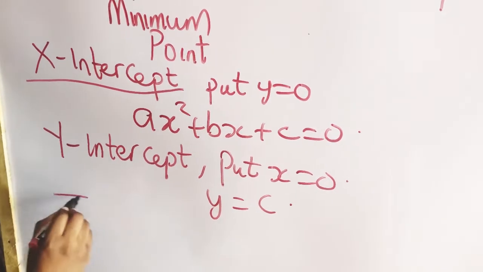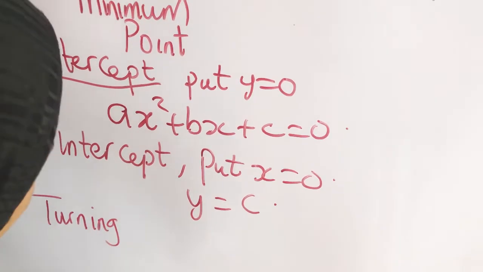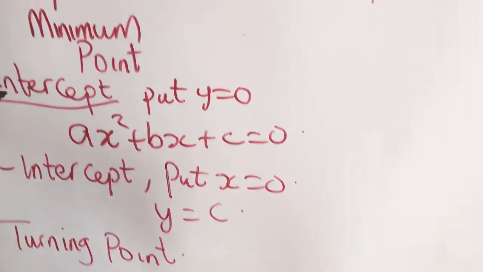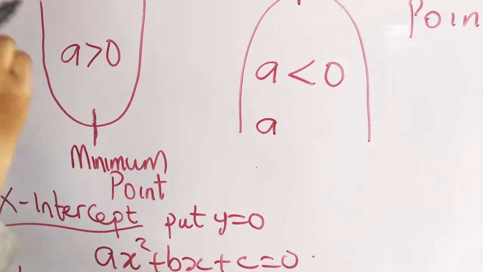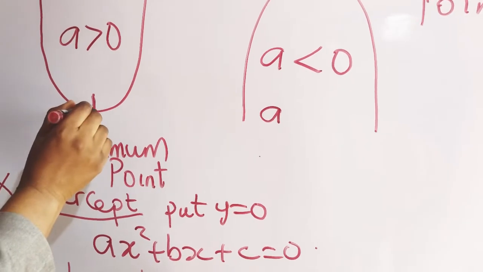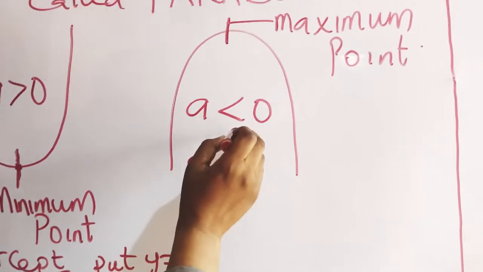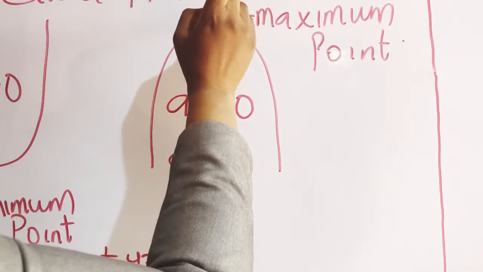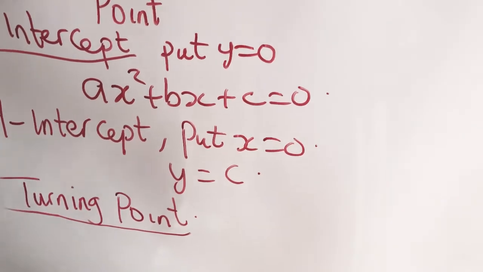Now turning points. I defined the turning point when we were dealing with quadratic equations. So the turning point is the point where the curve changes direction. So when a is greater than 0, the turning point will be a minimum point, exactly the point where the curve changes its direction. When a is less than 0, the turning point will be a maximum, exactly the point where the curve changes its direction. So you have to know that also.